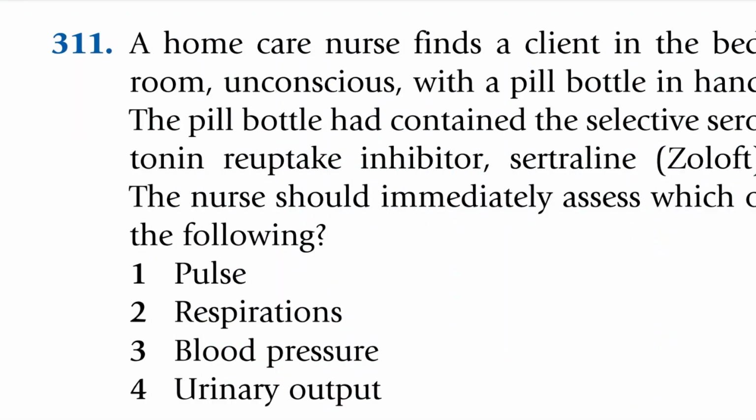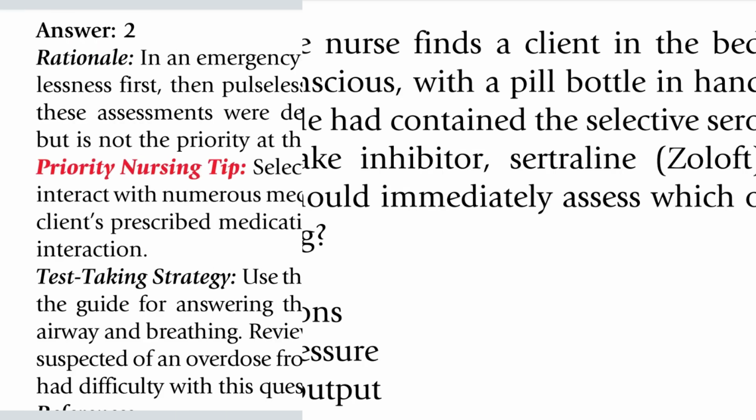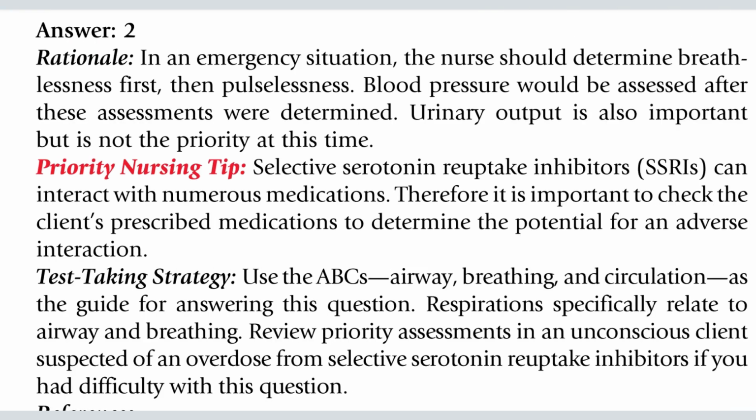311. A home care nurse finds a client in the bedroom, unconscious, with a pill bottle in hand. The pill bottle had contained the selective serotonin reuptake inhibitor, sertraline, Zoloft. The nurse should immediately assess which of the following: 1. Pulse, 2. Respirations, 3. Blood pressure, 4. Urinary output. Answer: 2. Rationale: In an emergency situation, the nurse should determine breathlessness first, then pulselessness. Blood pressure would be assessed after these assessments were determined. Urinary output is also important but is not the priority at this time.